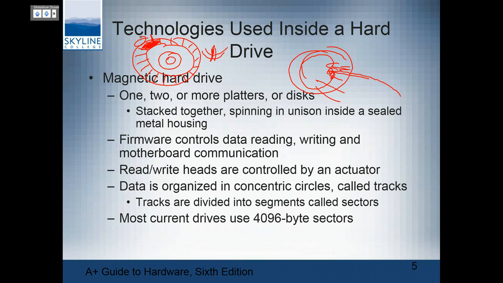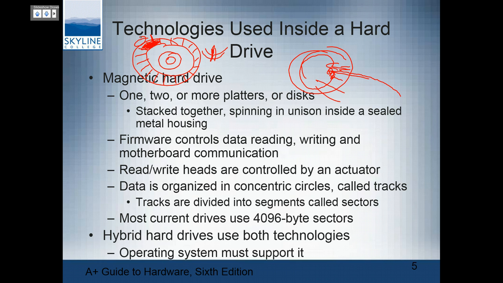Most drives use a 4096 byte sector, 4K in round numbers. Hybrid drives use both technologies. The operating system's got to support it. Both technologies means SSD and the spinning disk. It caches stuff in the flash portion of the hard drive, and then it gets written to the spinning disk. Which means the operating system, the program, doesn't have to wait, because it gets stored in this memory until it gets to the proper location to write the information.